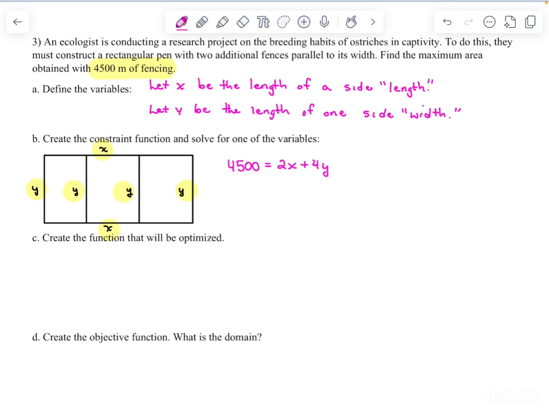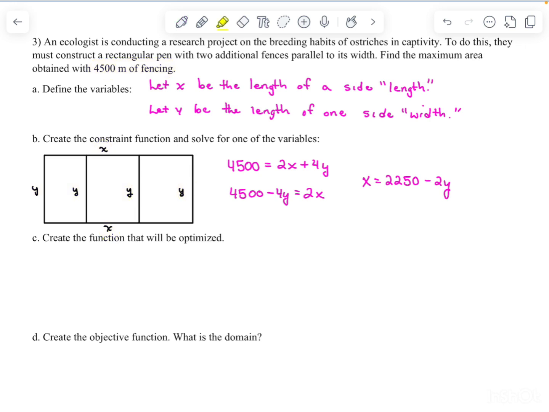Now to avoid fractions, I'm going to solve for x. So I'm going to start by subtracting 4y from both sides. And then I'm going to divide both sides by 2. So we have x is equal to 2,250 minus 2y.